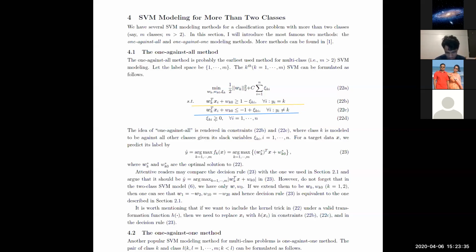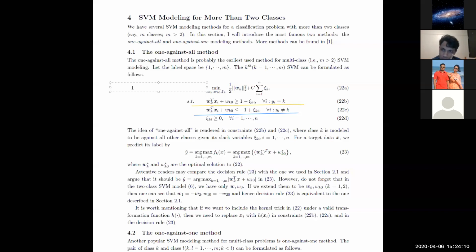So what does it mean? Have a look here. Why is it called one against all? The reason is that for each K-th SVM model, this is the one, and this is the all. I'm going to use the K-th class against all other classes. So very clear, this is one against all. And so totally, how many models do you have? Let me see, can I add a text here? Oh, really? Okay, good.